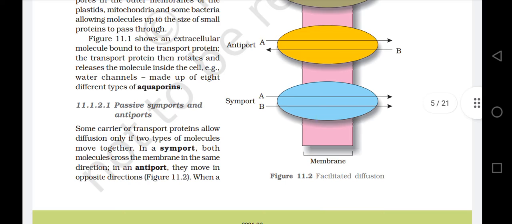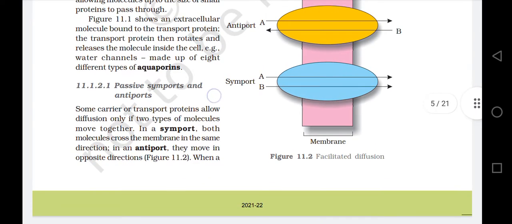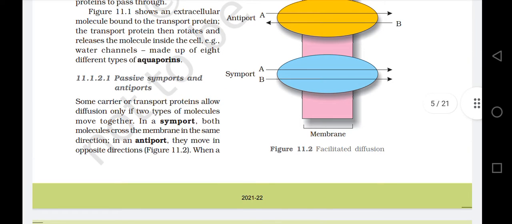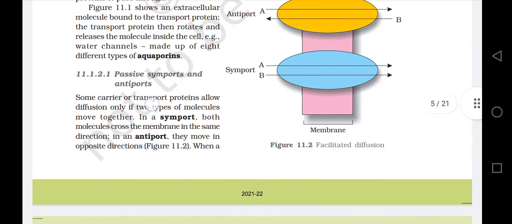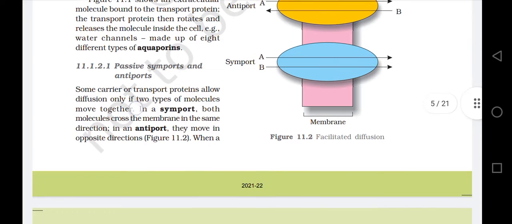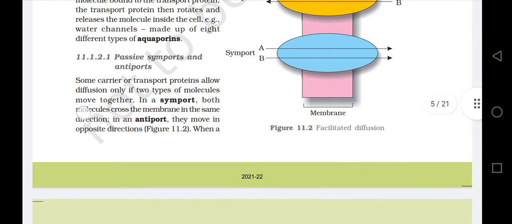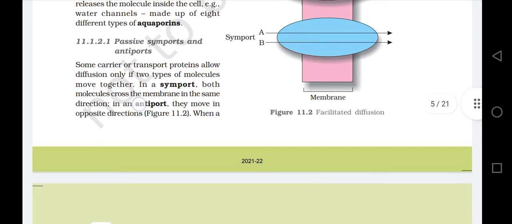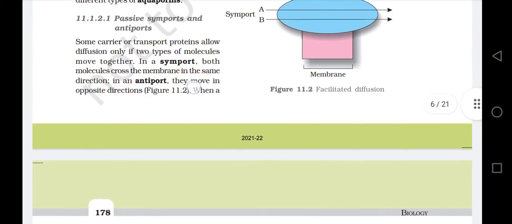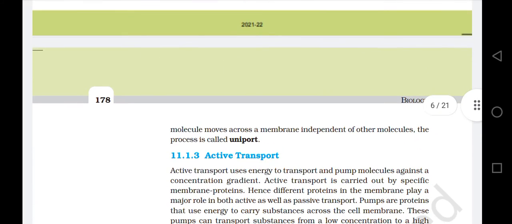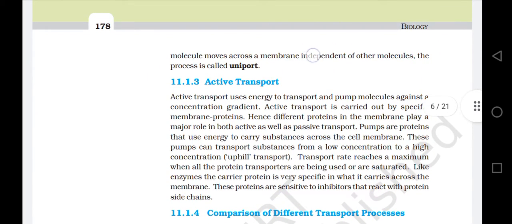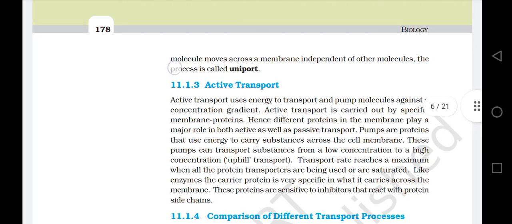11.1.2.1 Passive symports and antiports. Some carrier or transport proteins allow diffusion only if two types of molecules move together. In a symport, both molecules cross the membrane in the same direction. In an antiport, they move in opposite directions. Figure 11.2. When a molecule moves across a membrane independent of other molecules, the process is called uniport.